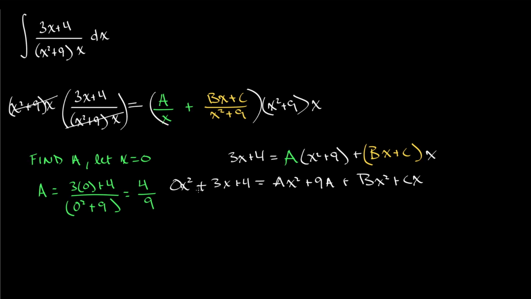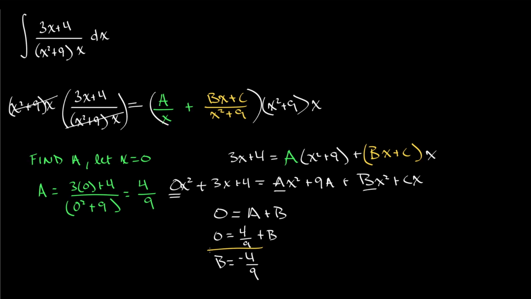Looking at our second degree term, on this left-hand side we have a 0. And on this right-hand side, we have an a and a b. Those are all coefficients on our second degree terms. So we just write down an equation: 0 is equal to a plus b. And we already know what a is, so we can solve for b. So 0 is equal to 4/9 plus b, and we find that b is equal to negative 4/9. So we found b. Yay.